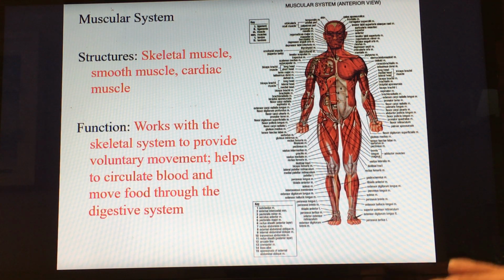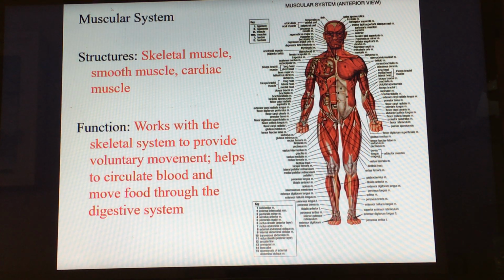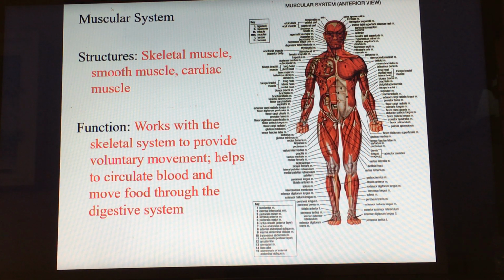And the muscular system works with the skeletal system to provide voluntary movement and help circulate blood and move food through the digestive system. Now, in terms of circulating blood, the cardiac muscle pumps the blood, but the blood has to go back to the heart. The blood pressure has decreased by the time the blood needs to go back to the heart, so it can't really be pumped back to the heart.